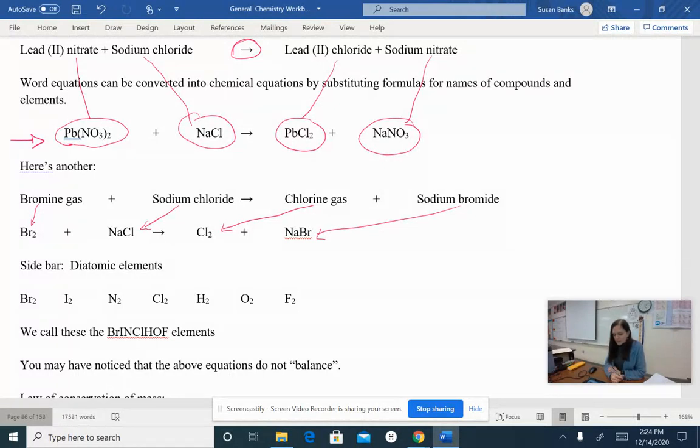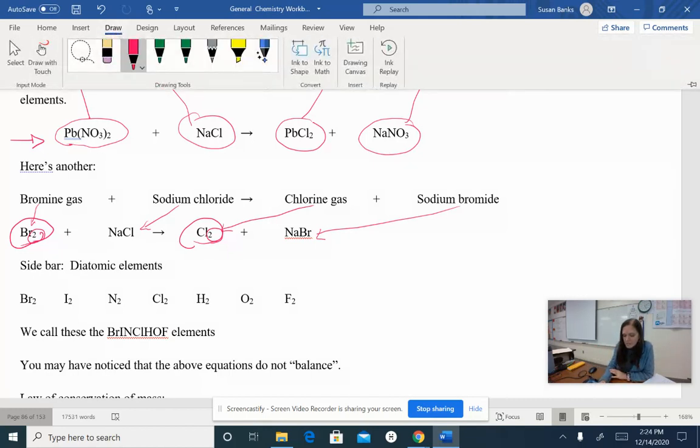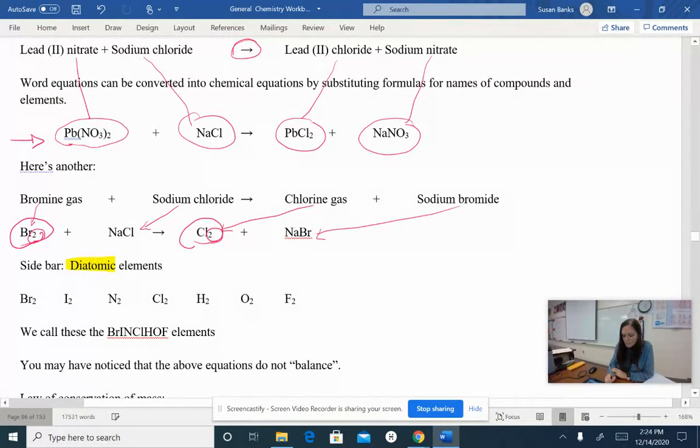Okay, sidebar. Notice that the bromine here has groups of 2, and same with the chlorine has groups of 2. There are gases that when we have them in the elemental form, meaning that they are just the element, they aren't bonded to anything, they actually bond to themselves. These are what we call the diatomic elements. Diatomic just means 2 atoms. So the diatomic elements are such. They're bromine, iodine, nitrogen, chlorine, hydrogen, oxygen, and fluorine. They all come in groups of 2.